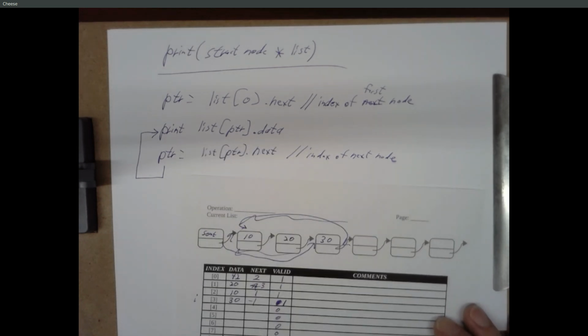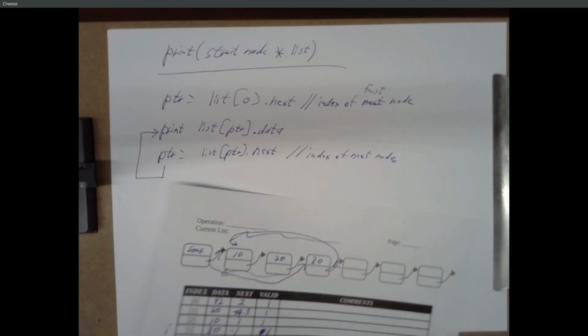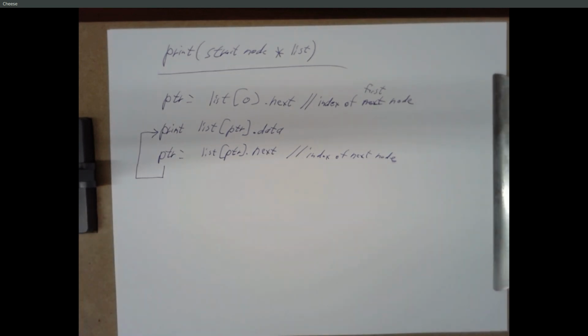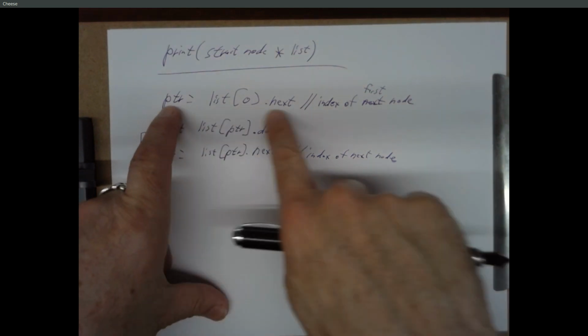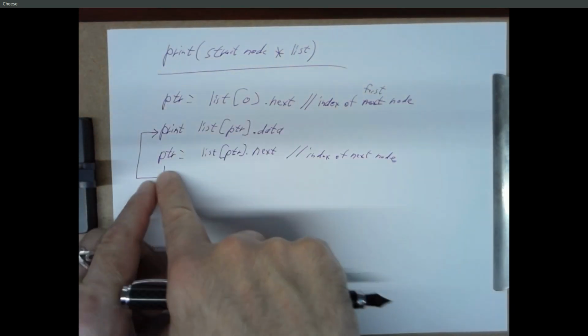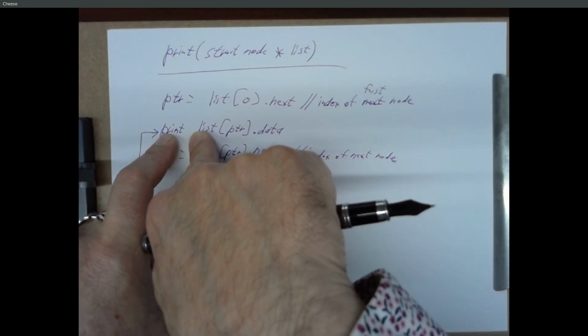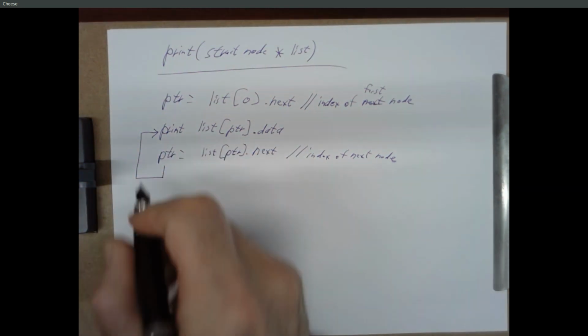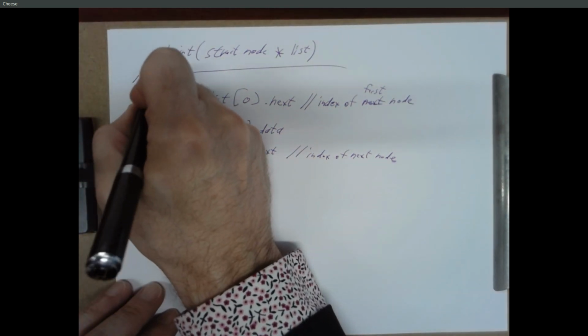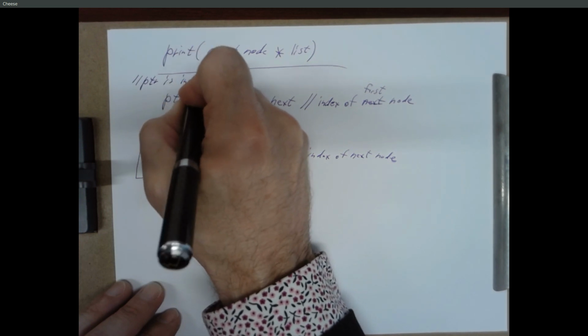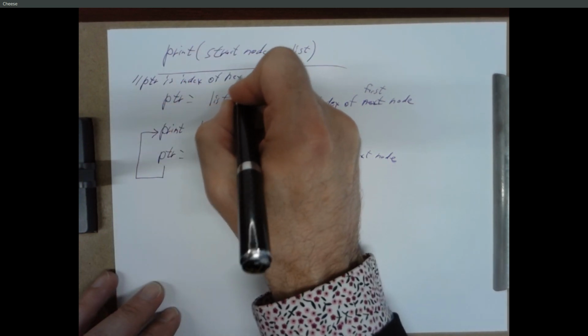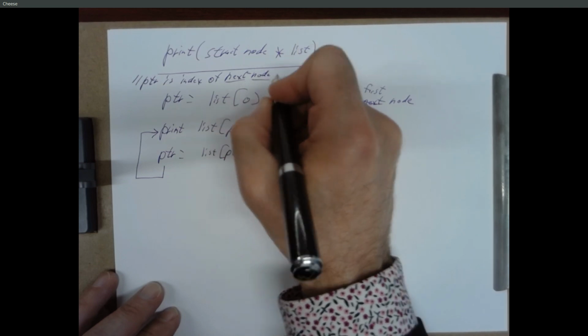So if we're thinking of PTR as the index of the node that we're about to print, up here PTR was the index of a node that we were about to print. Down here I changed PTR, that's the index of the node that I'm about to print. So I'm going to throw a little comment in the beginning which says PTR is the index of the next node to print.